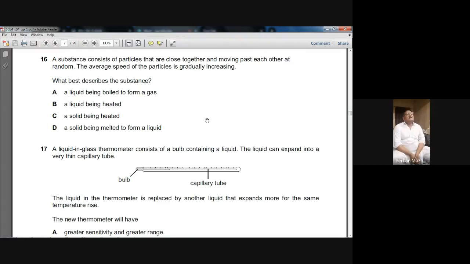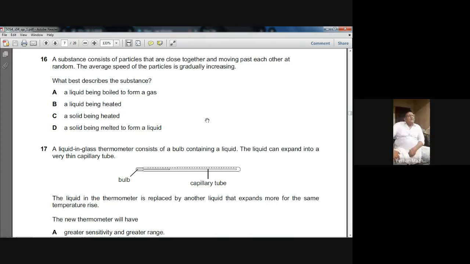A substance consists of particles that are close together and moving past each other at random. The average speed of the particles is gradually increasing. It means their kinetic energy is gradually increasing. Yes, sir. Average kinetic energy is gradually increasing. It means that temperature is gradually increasing. Yes. So, sir, it would be B.